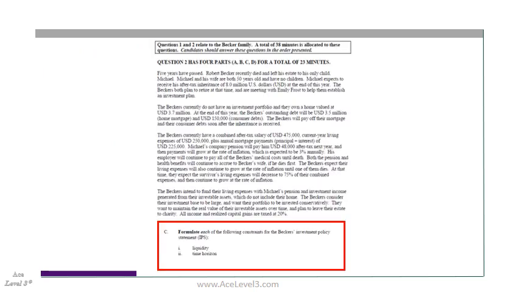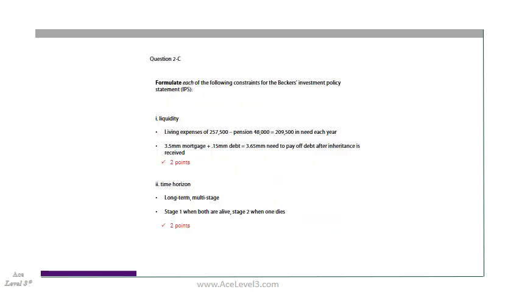Question 2C from the 2011 morning session asks you to formulate each of these constraints. The liquidity constraint is worth 2 points, so you'd better have 2 things to write for your answer. First, calculate your annual constraint, which is expenses less income. This is 1 point. Second, calculate any one-time items. This is point number 2.